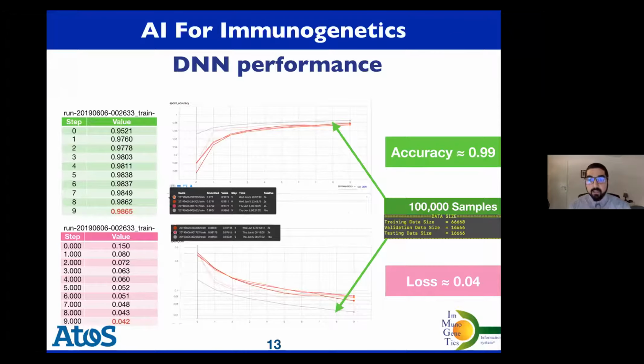So the results are very interesting. We have used 100,000 samples for the training. 60% of them were used for the training, 20% for the testing, and 20% for the validation. So we have reached almost 98% accuracy of predicting 16,000 samples, which the machine didn't see before. And the loss function is 4%.